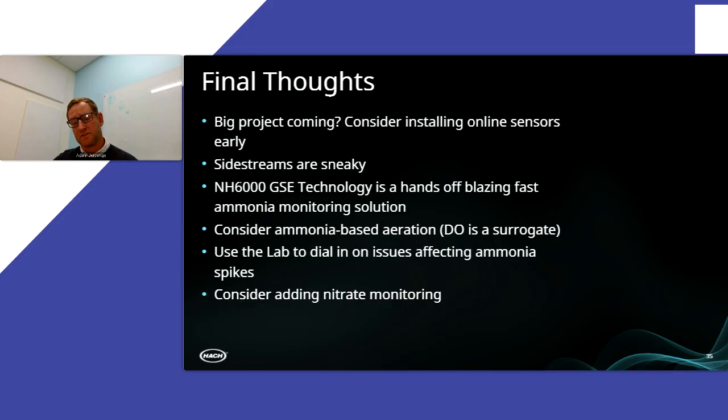Either way, we're using an online sensor to control our system, and so it makes a lot of sense to me to take out some of that squishiness that we have with DO and start leaning a little bit more on ammonia as the direct read to help control our systems.